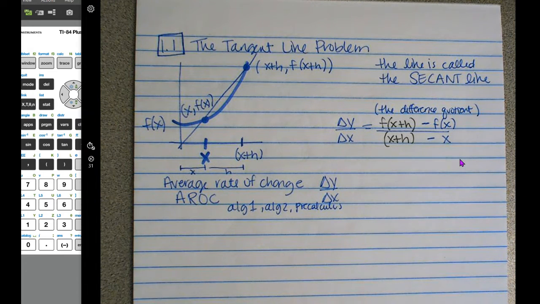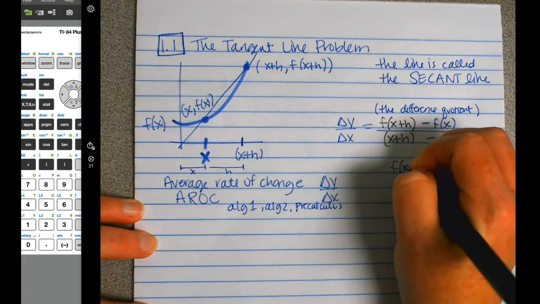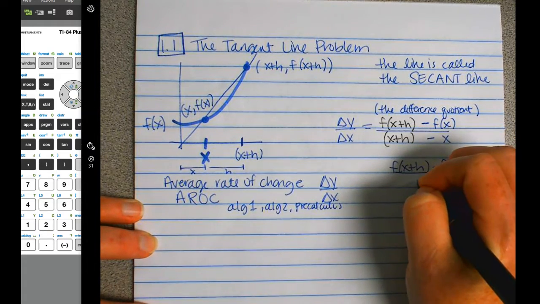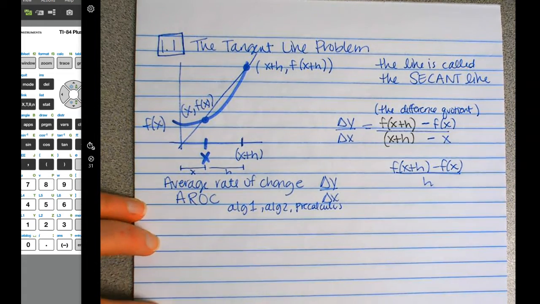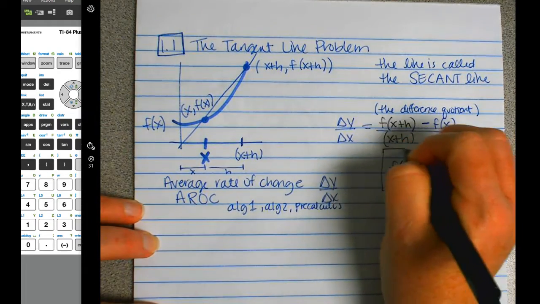Does it look like the difference quotient? Changing y over changing x? Cool. So that's good. Y'all aren't freaked out yet. So I could simplify that to be f of x plus h minus f of x. It's not that much more simple, just a little tiny bit, over h. This is the secant line.